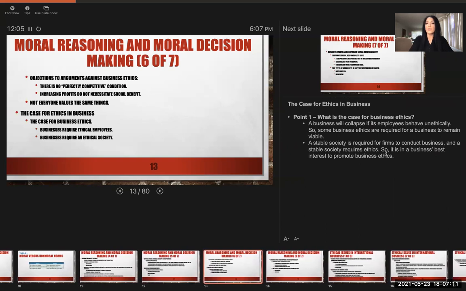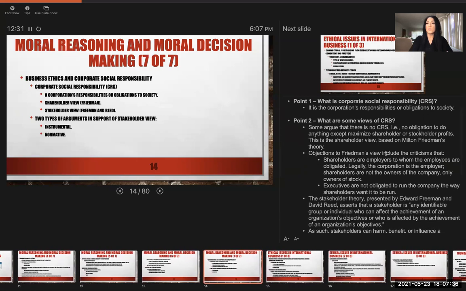In the case for ethics in business, what is the case for business ethics? Well, a business can collapse if its employees have unethical aspects. So some business ethics are required for a business to remain viable. A stable society is required for firms to conduct business, and a stable society requires ethics as well. So it is in a business's best interest to promote business ethics.